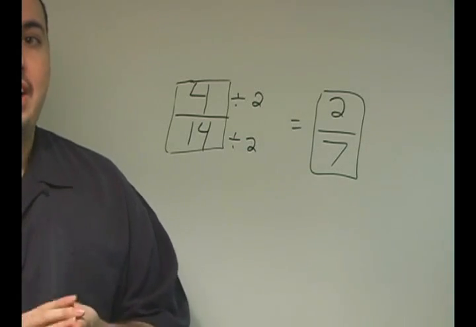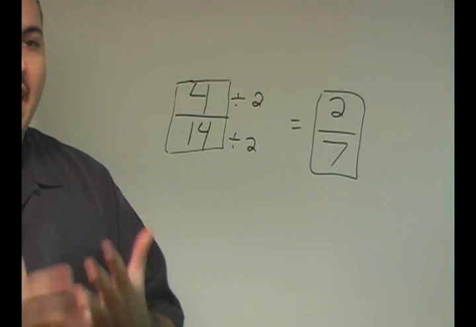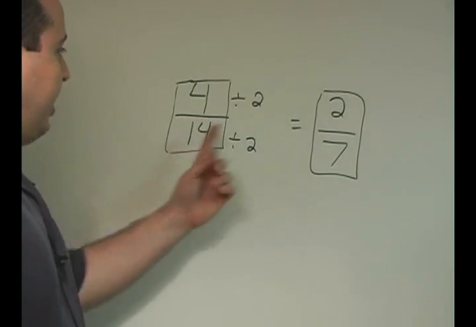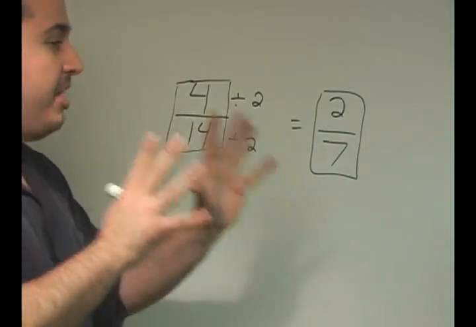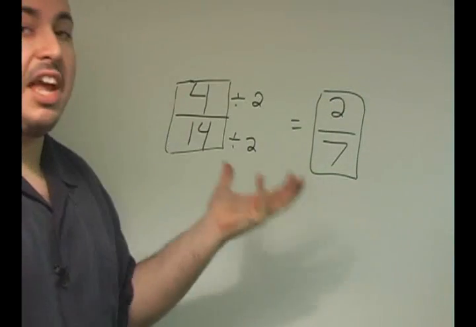So that's one thing you could do with fractions. You could divide the top and bottom of the fraction by the same number and get the same fraction with different numbers. Again, they look different. The numbers are different, but the number itself, the 4 over 14 as a whole and the 2 over 7 as a whole, are the same number.